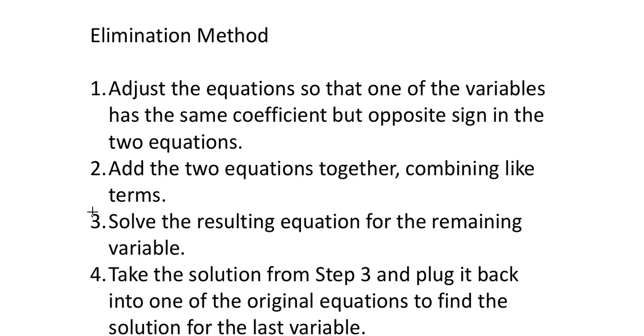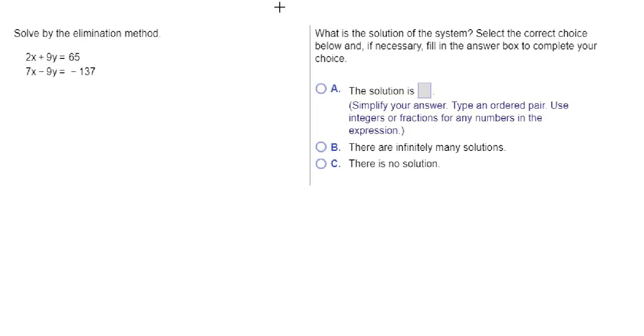All right, so that might seem like a confusing set of steps, but I think some examples will help clear that up for you. So let's take a look at some examples here. So we have these two equations. We have 2x plus 9y equals 65. We have 7x minus 9y equals negative 137.